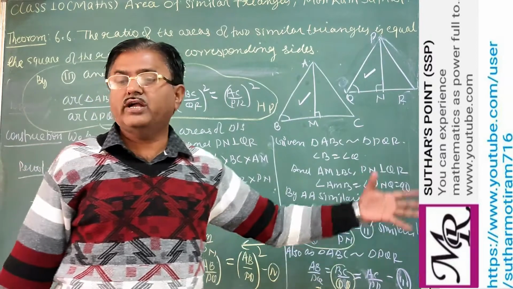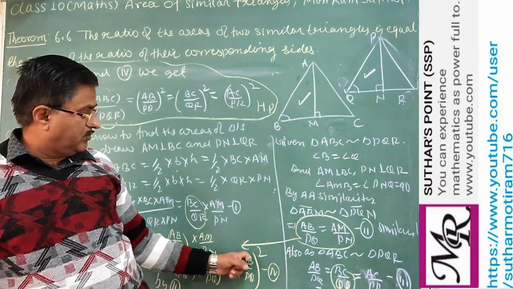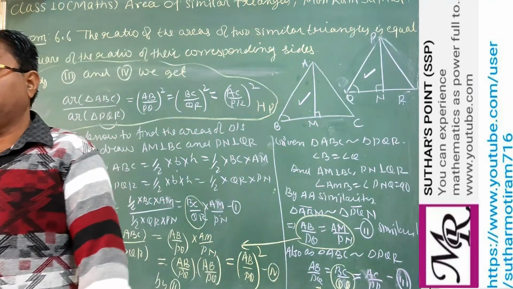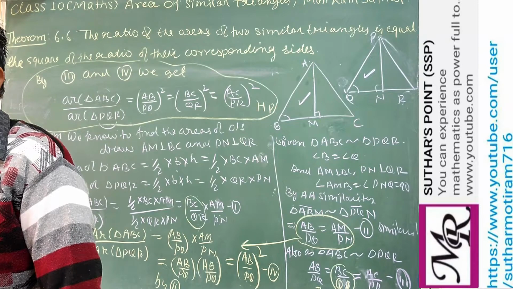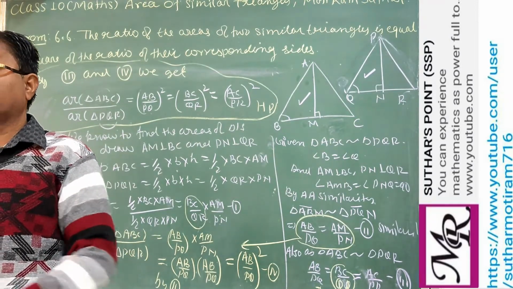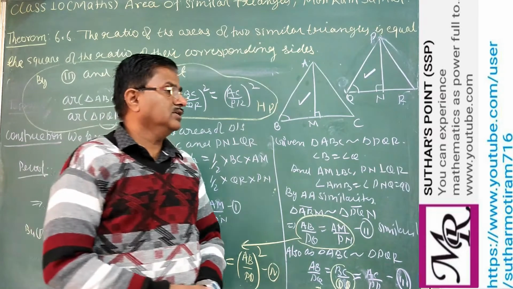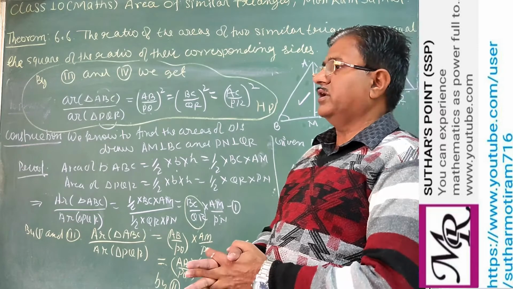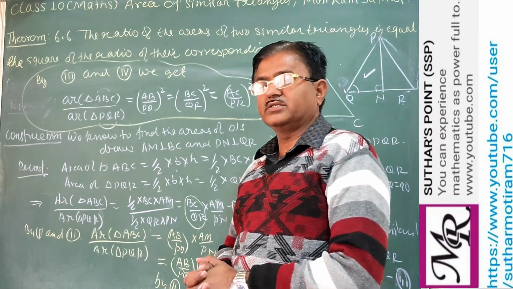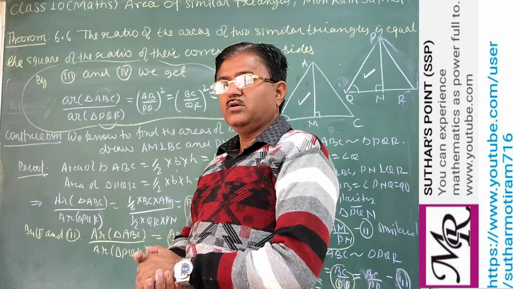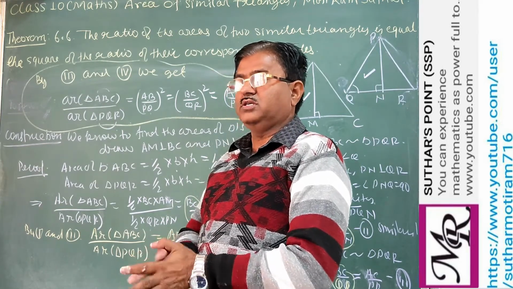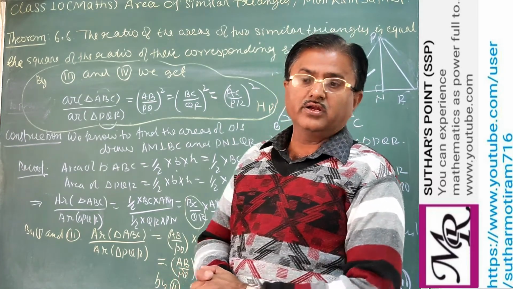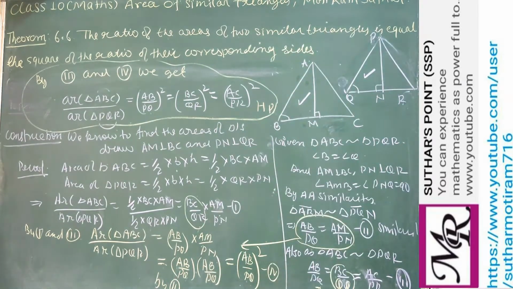For the second, all three sides are proportional to each other. So in place of AB upon PQ we can write BC upon QR and AC upon PR. So in this way, dear student, one can prove that the ratio of the areas of two similar triangles is equal to the square of the ratio of their corresponding sides. Correct? So in this way we prove this theorem. Now we see how we use this theorem in solving problems related to triangles.